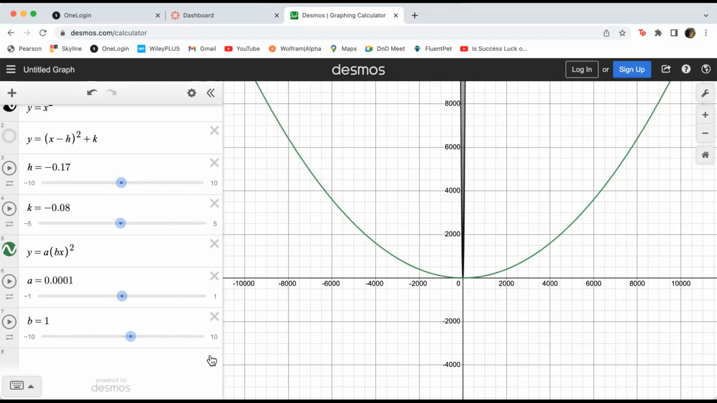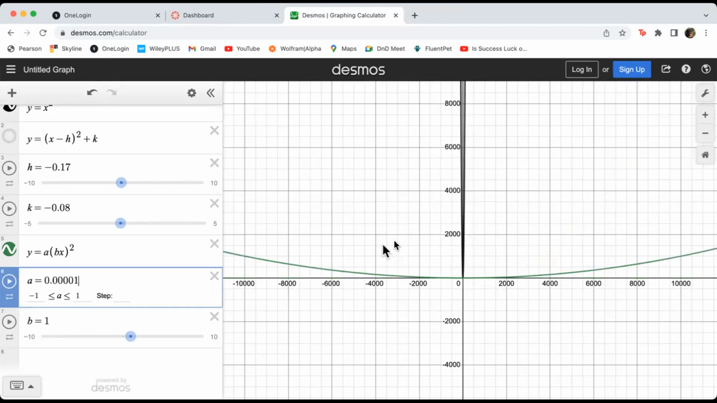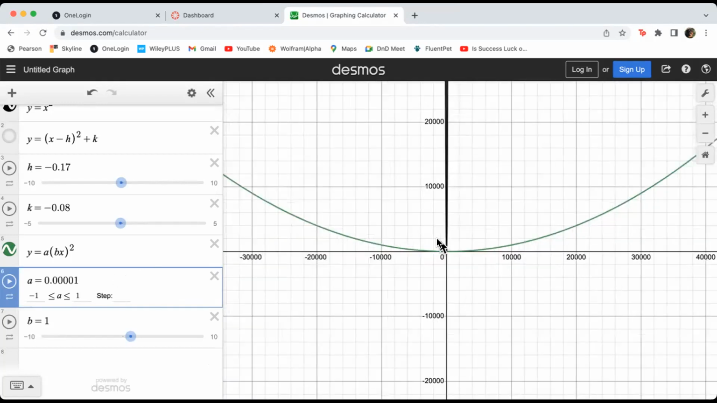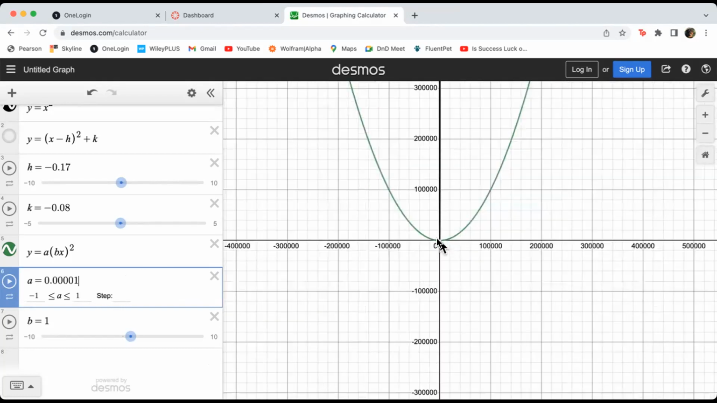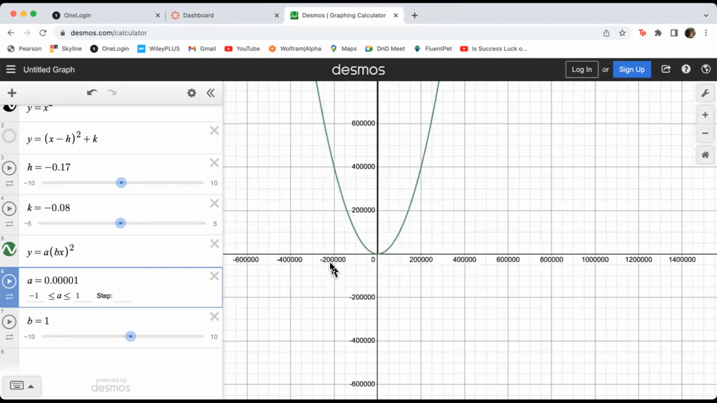A, in this case, is in charge of the vertical stretching. And when A drops negative, it reflects the graph, just like when we change the coefficient from positive to negative on a cosine, we change our anchor from the top to the bottom. That's reflecting. B is going to be compression horizontally. But an interesting thing is going to happen with B.